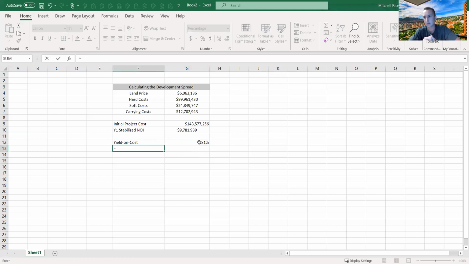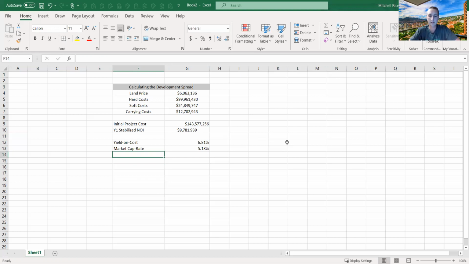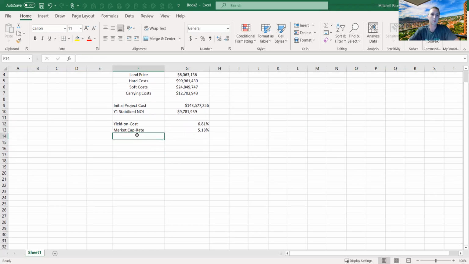Now, at the end, we built this thing up, we've stabilized it, we're going to go sell this thing. So we get some sales comps. We talk to brokers in the area. They tell us that projects like ours, the same build, the same size, similar area and location, are trading for a market cap rate of around, let's call it 5.18%, because that was our average cap rate across those 5 assets, or exit cap rate, I should say, that we were assuming.